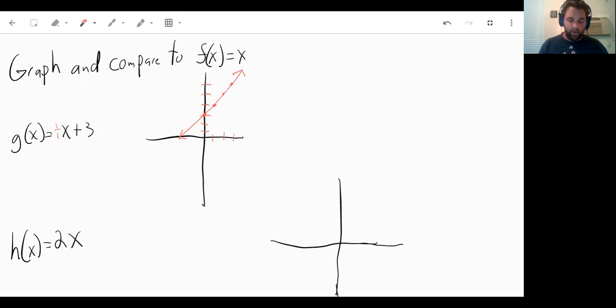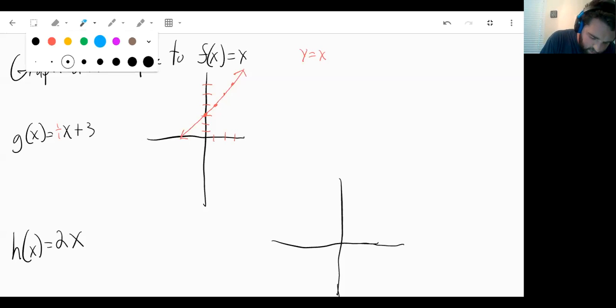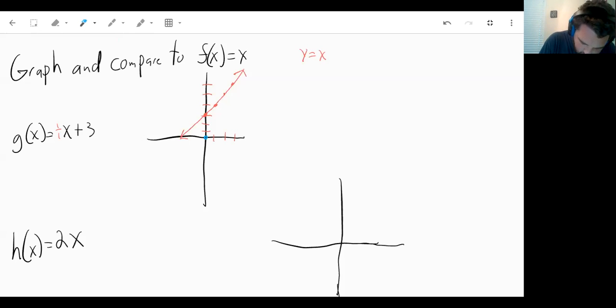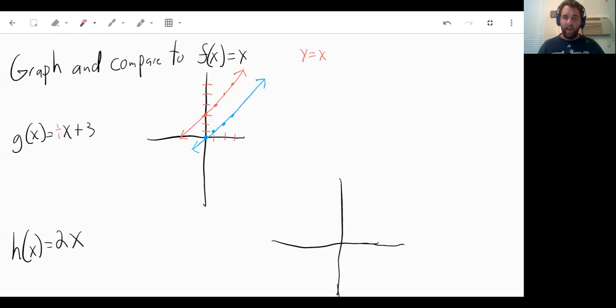Now, our original equation, y equals x, is going to go through your origin at 0, 0. And you're going to go up 1 over 1, up 1 over 1, up 1 over 1. And if you draw that, that's your parent linear function. So if you're going to compare these, you also just need to be able to talk about what's the same, what's different. So things you know about and can talk about.